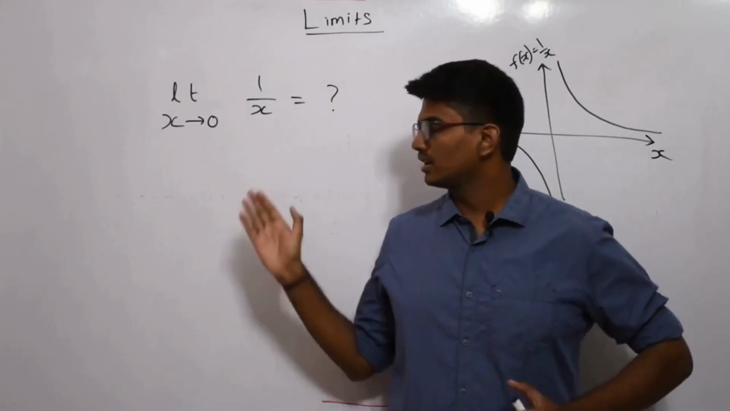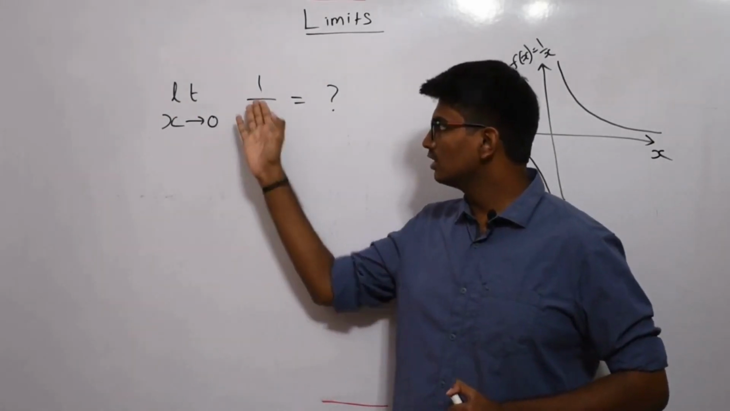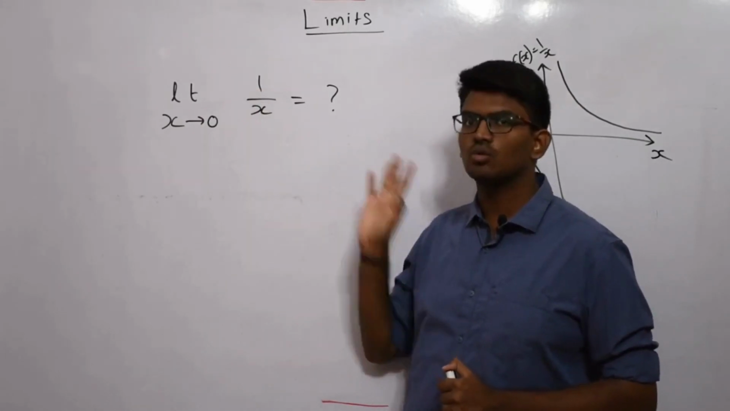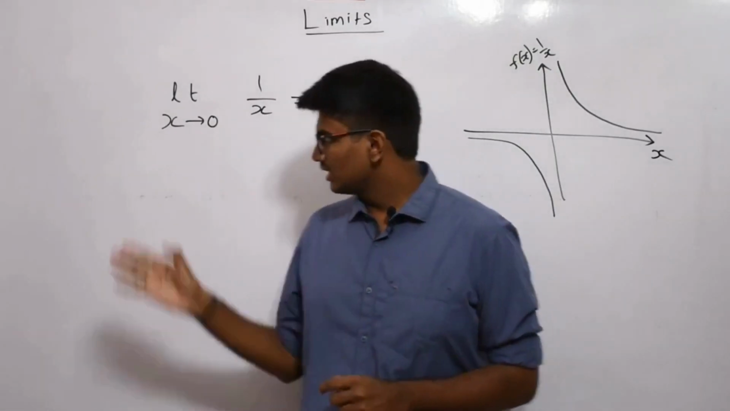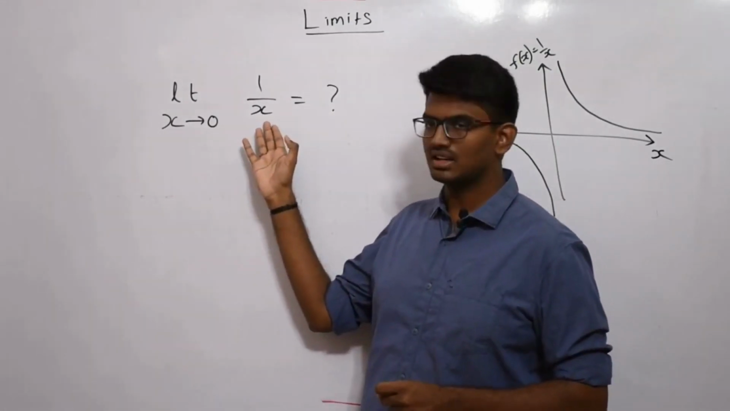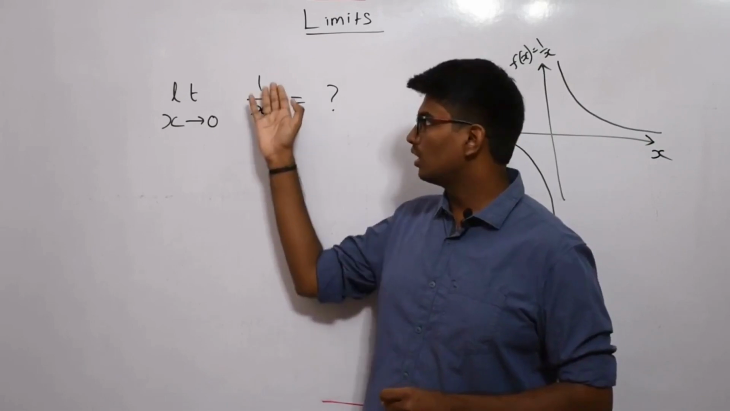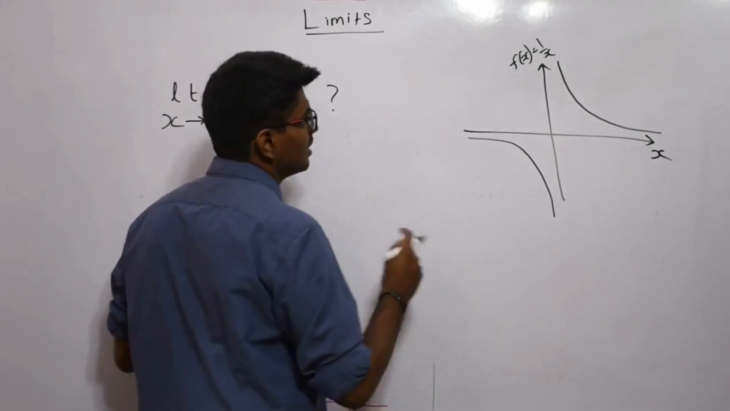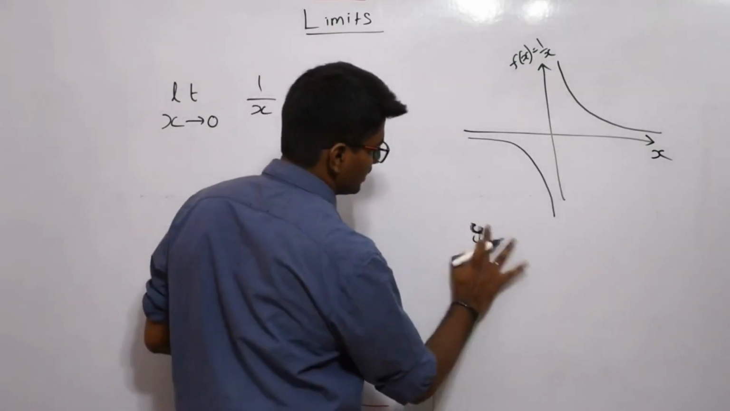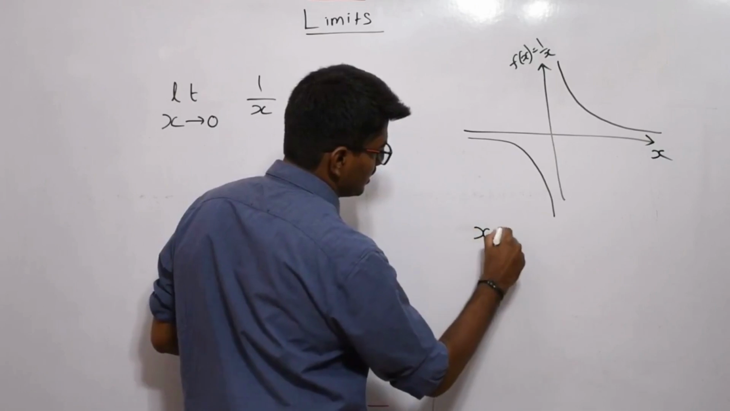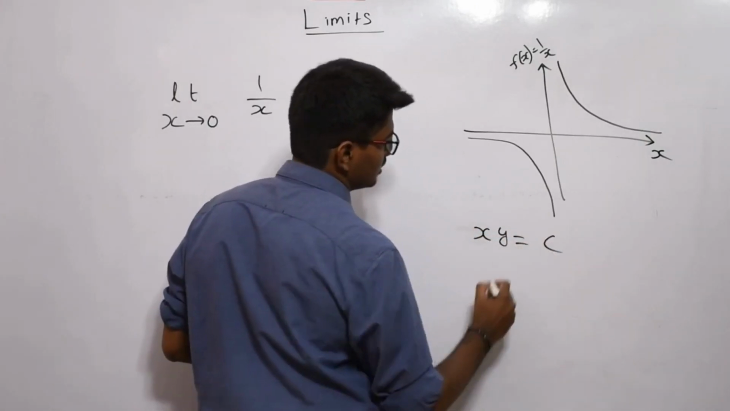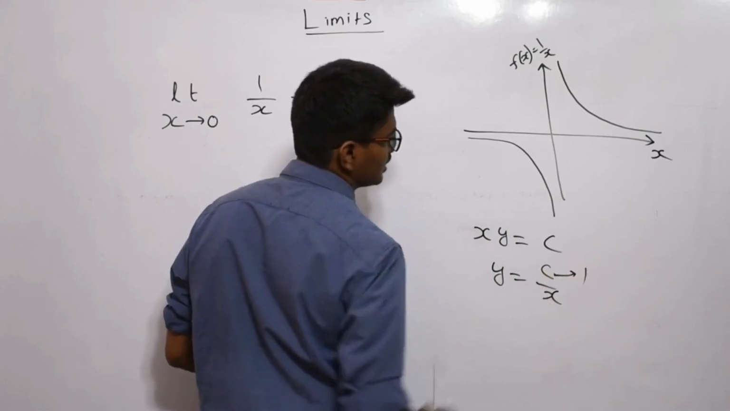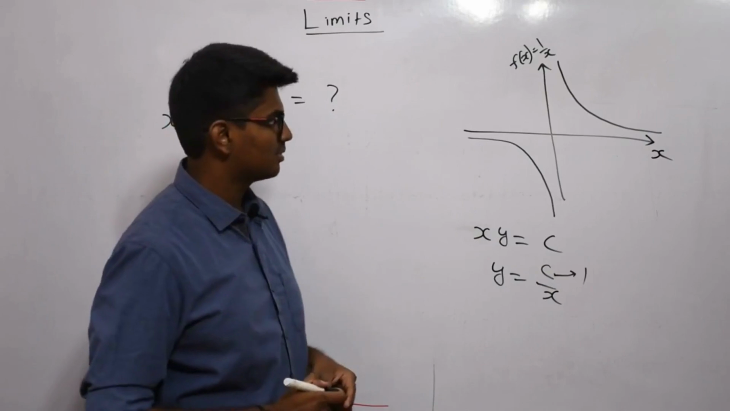We will see an example on limit x tends to 0, and this is my function 1 by x. So limit x tends to 0 of 1 by x equals what? That is our example. This is nothing but a rectangular hyperbola. A rectangular hyperbola's equation is x into y equal to a constant, so y is equal to constant by x. In this case my constant is 1.